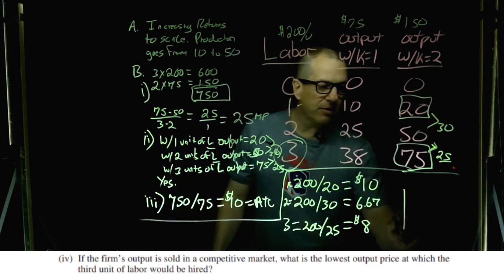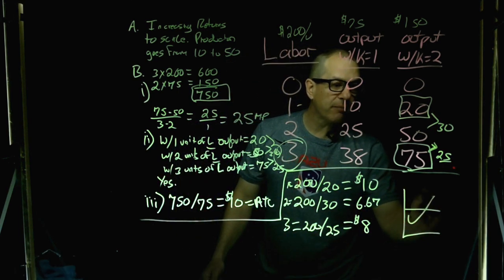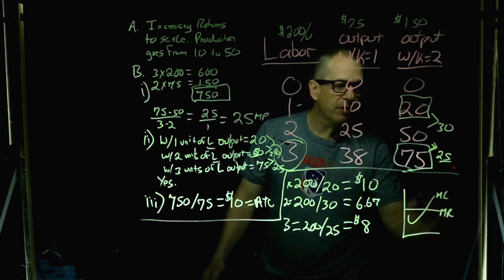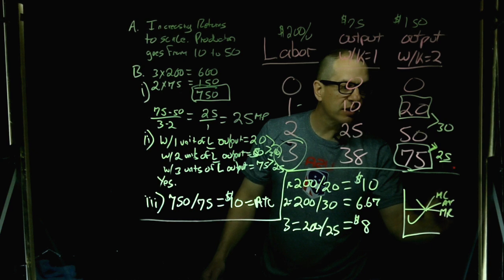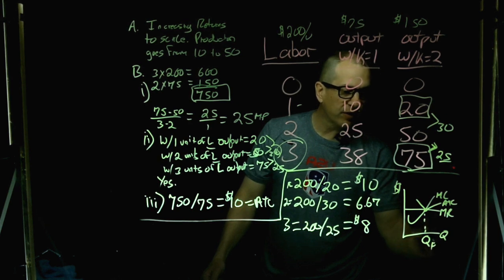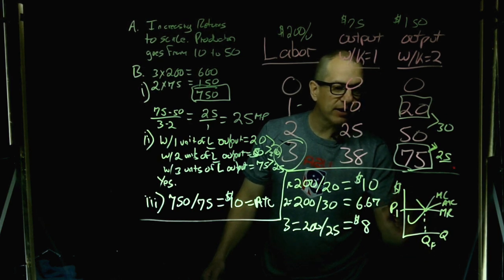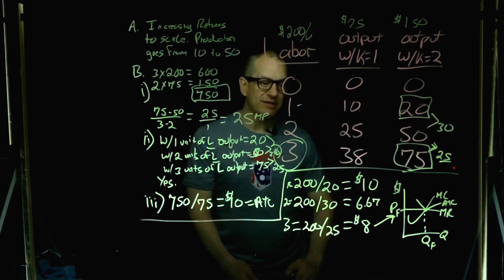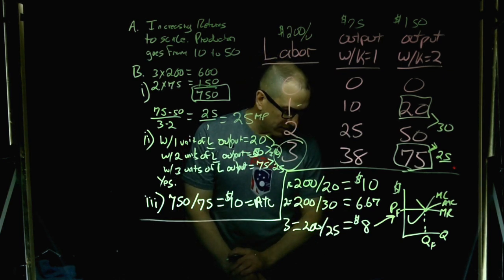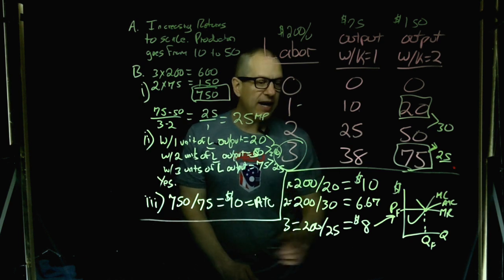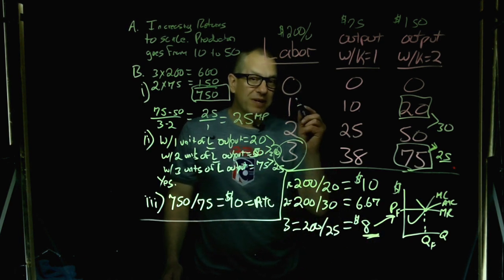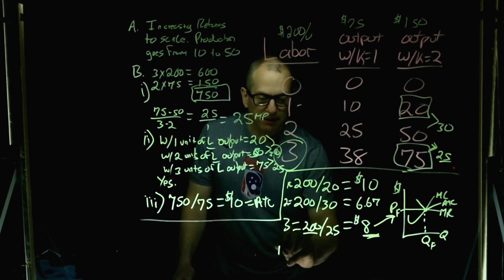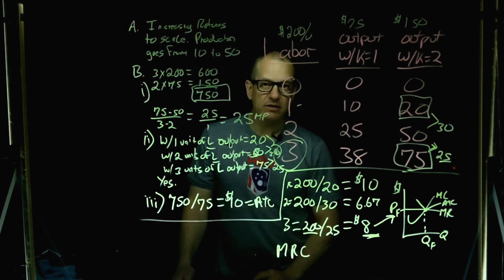So if we were a firm operating in a perfectly competitive labor market, my marginal cost, my average total cost would be at its lowest here. That's where my quantity would be for the firm producing here. And that would be my price right here for the firm as well. Looking at that price, the third worker would be $8. So that would answer the question, what is the lowest output price at which the third unit of labor would be hired? It would be that point right there, which means this: at $200, my marginal resource cost, my next additional amount of that resource, would cost $200.